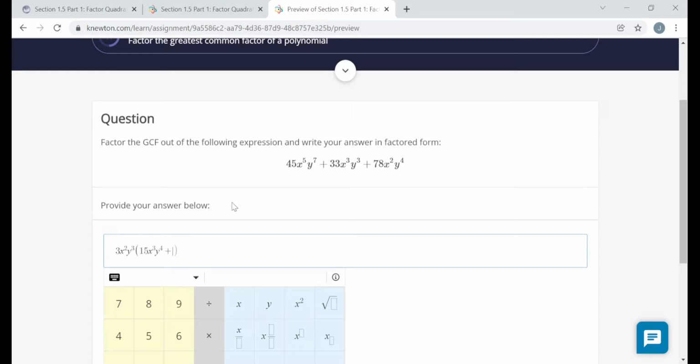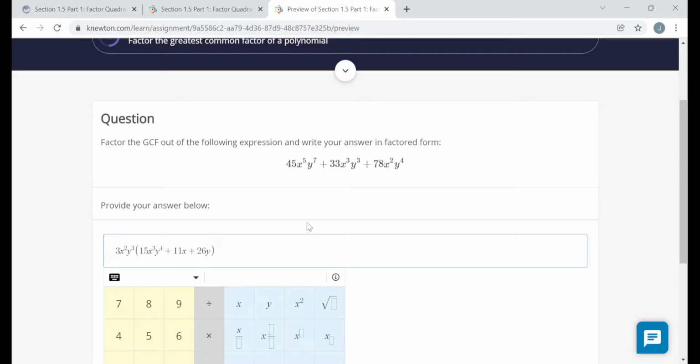Alright, and then plus, and then 3x squared y cubed times what would give me 33x cubed y cubed? That'll just be 11x, in that middle term there. And then finally 3x squared y cubed times what would give me 78x squared y to the 4th? That'd be 26y, right? And then close the parentheses.